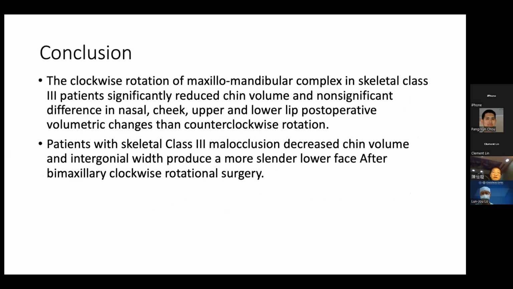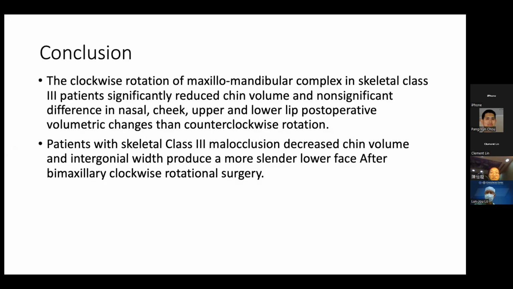The conclusion of my study is that clockwise rotation of the MMC in skeletal class 3 patients significantly reduced chin volume, and there was no significant difference in nasal, cheek, upper lip, and lower lip post-op volumetric changes compared to counterclockwise rotations. In patients with skeletal class 3 occlusion, decreased chin volume and intergonial width produce a more slender lower face after bimaxillary clockwise rotational surgery.